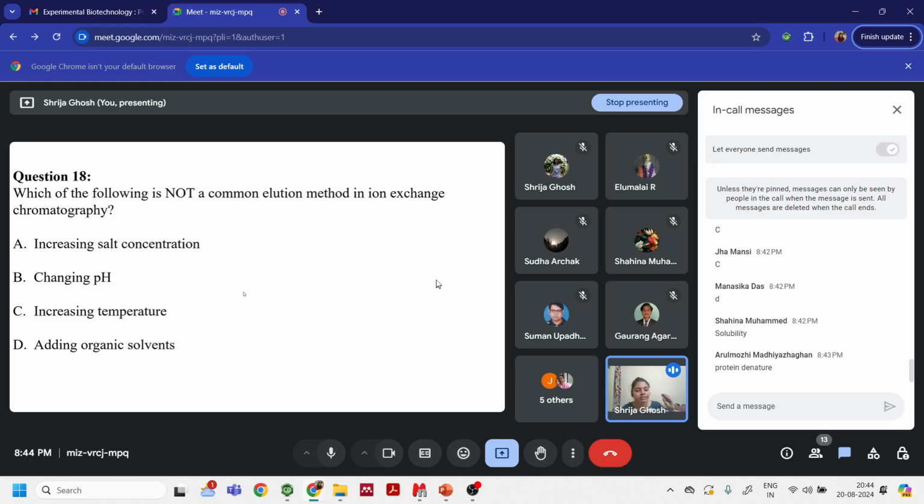Ion exchange is basically based on charge. Hydrophobic interaction, on the other hand, is based on the polarity of the molecule, or the hydrophobicity of the molecule. So in that case, addition of organic solvents can actually affect the elution. As you answered solubility or protein denaturation, solubility is affected because of the polarity. Some proteins are more soluble in aqueous than organic solvents, because organic solvents are not very polar in nature, and proteins generally like a polar environment.